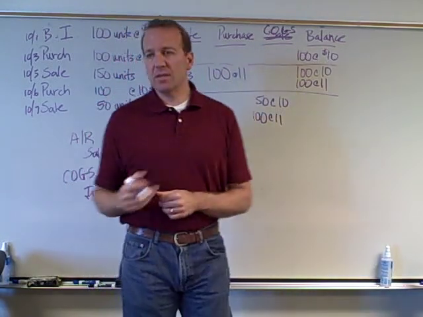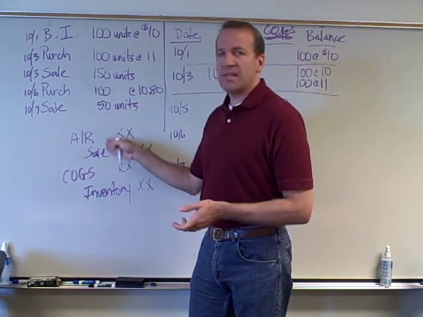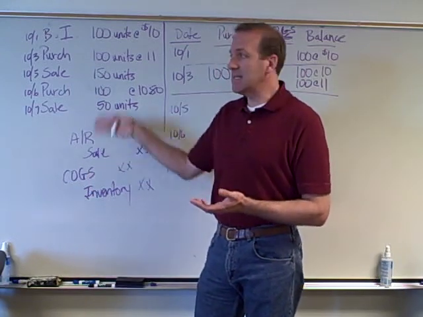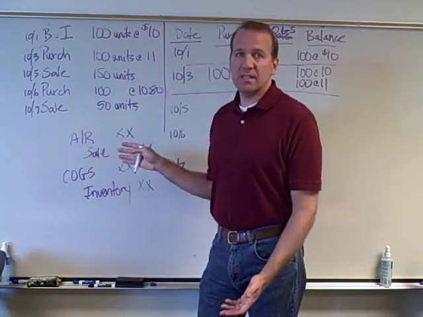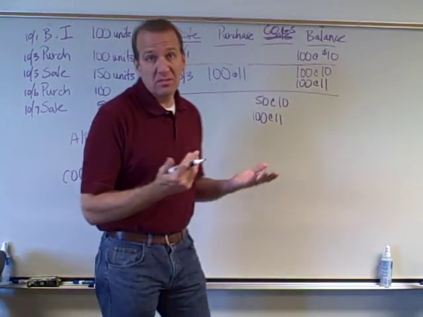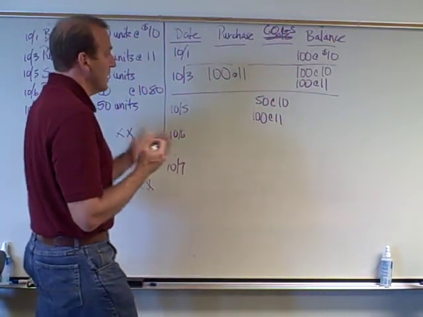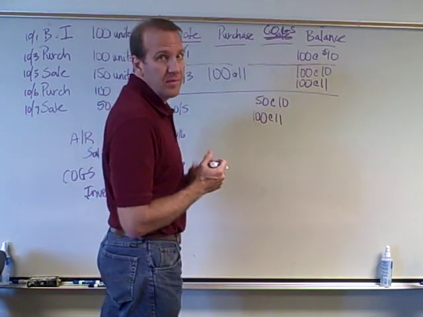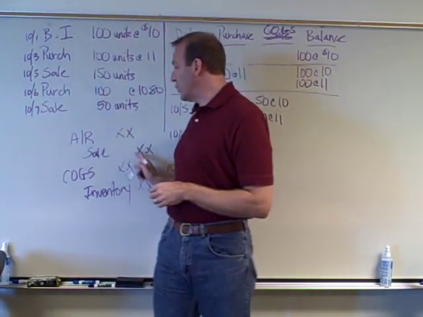Now, let's just take a look at this journal entry, okay? What was the sales price? Well, the problem didn't give us that. I didn't tell you the sales price, but whatever the sales price is, maybe it was $20 a unit. So you take the 20 times the 150 units and record your entry here.